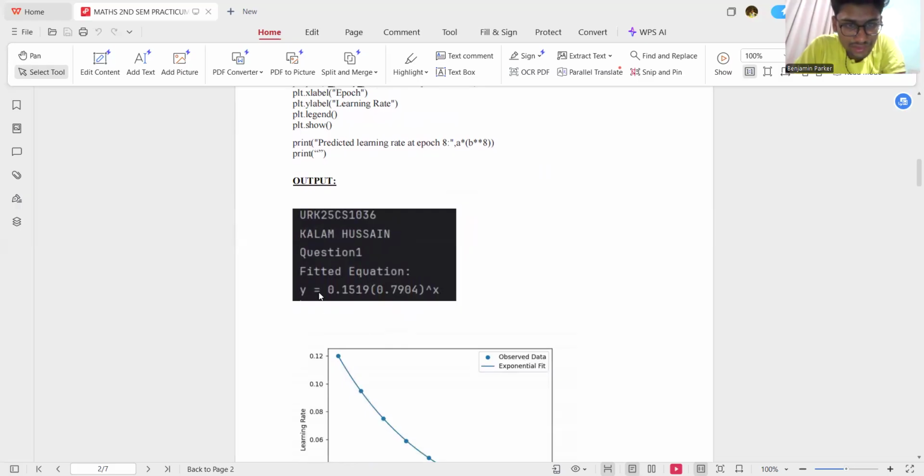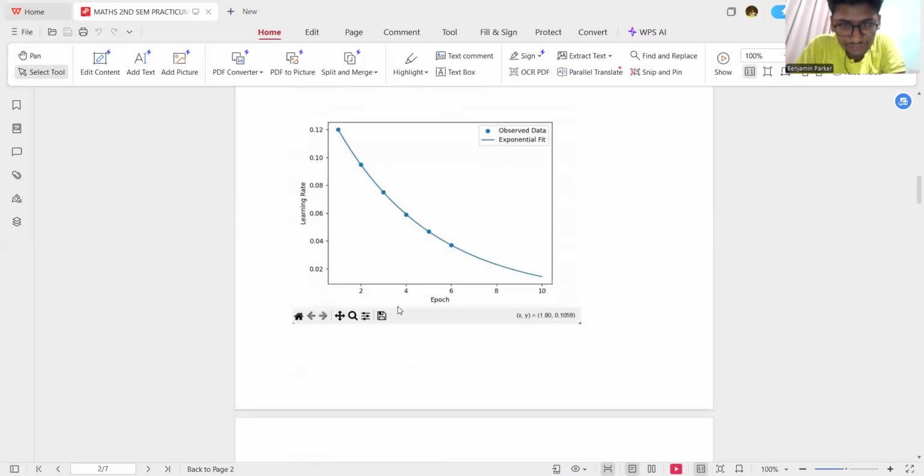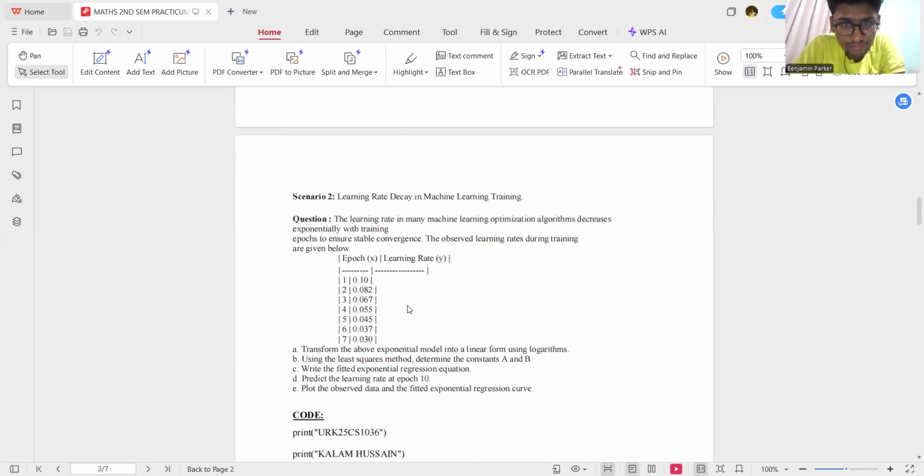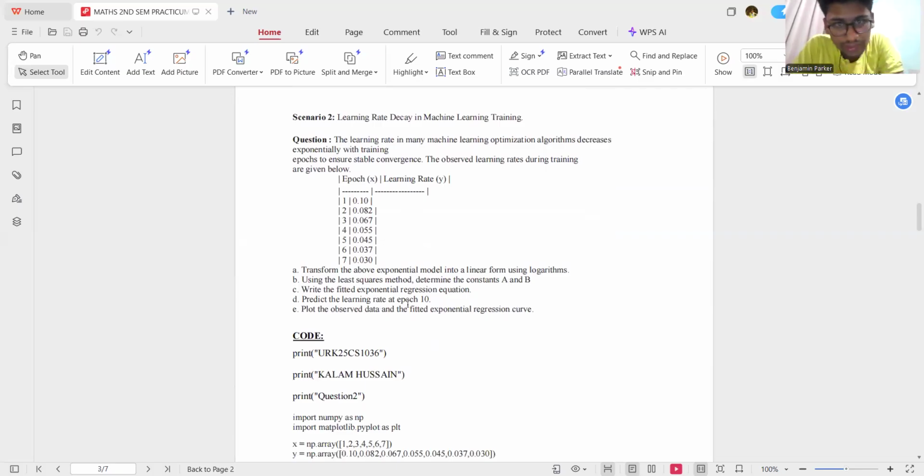The fitted equation is y is equal to 0.1519 times 7.904 power x. So there you go, this is the value which has been shown here. You could see y is equal to 0.151. Okay, there you go.